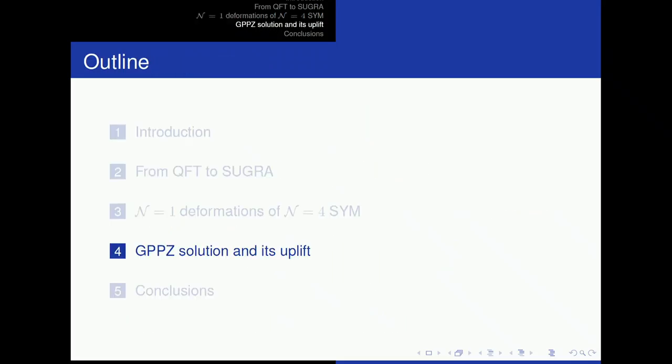OK, so what I'm going to do next is focus on the GPPZ solution and discuss its uplift. Any questions?